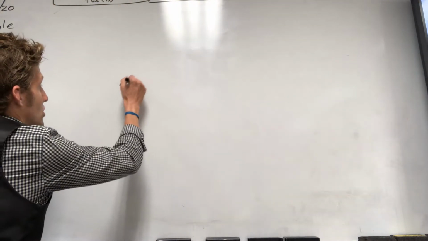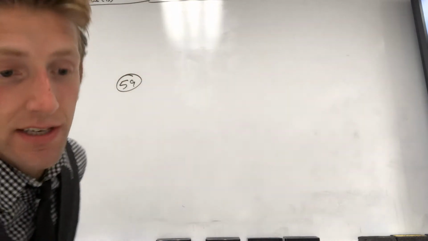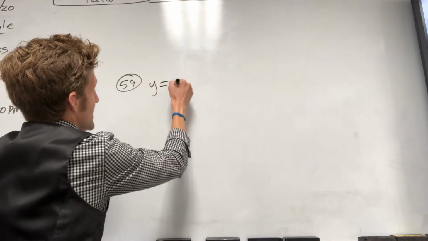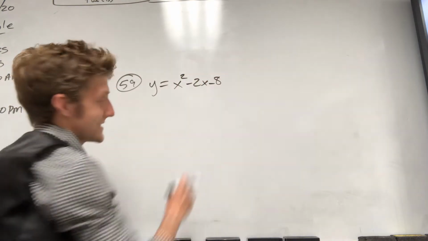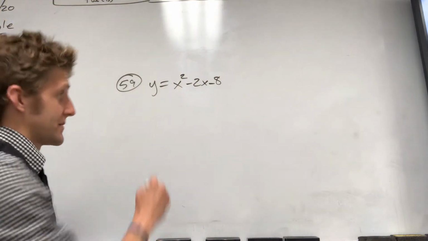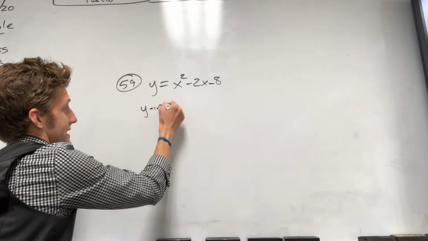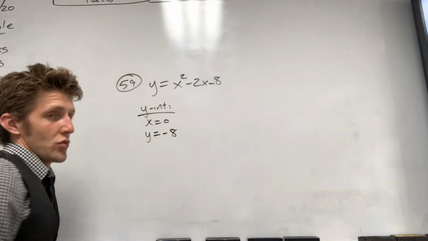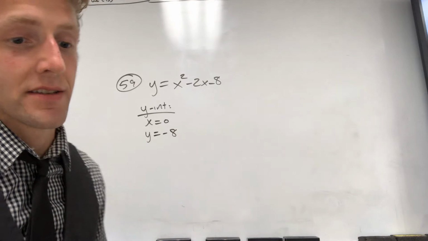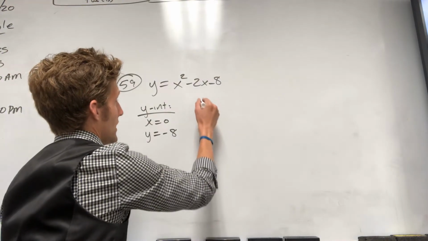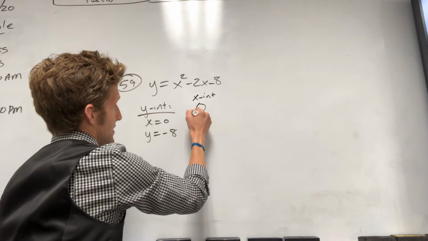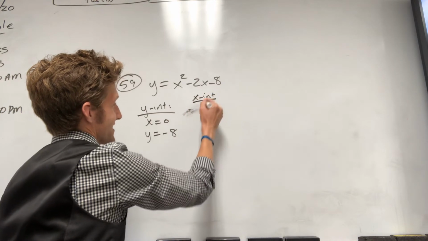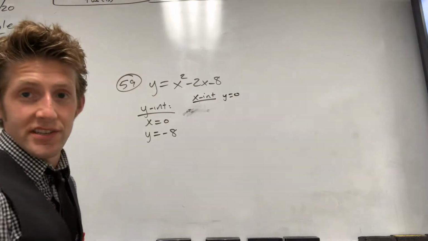All right, so on page 7, number 59, find all the intercepts. So 59 here: y equals x squared minus 2x minus 8. First off, the y-intercept is staring at you. The y-intercept is when x equals 0. When you let x equal 0, you get y equals negative 8. The x-intercept is when y is 0. Can you see that? Yes, you can.